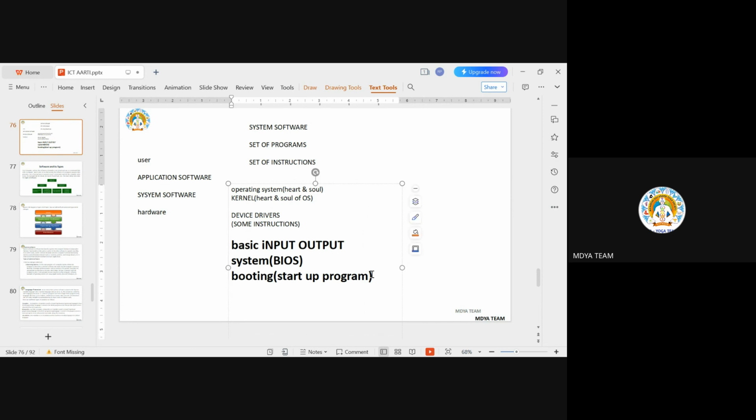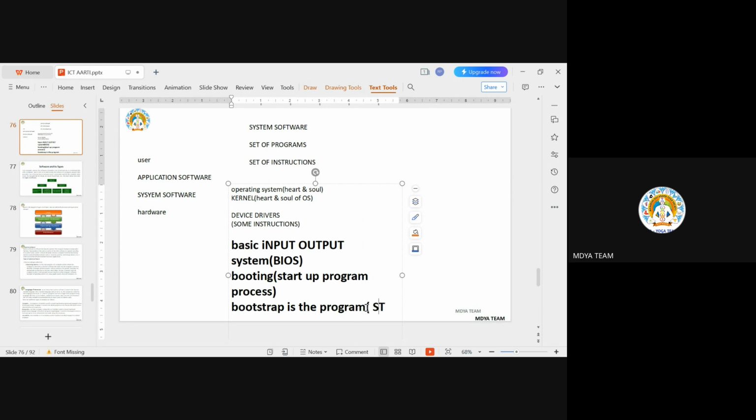Yes, bootstrap. In booting, booting is the process and bootstrap is the program. Bootstrap is the program. Booting is the startup process. Okay, this is a startup program process.